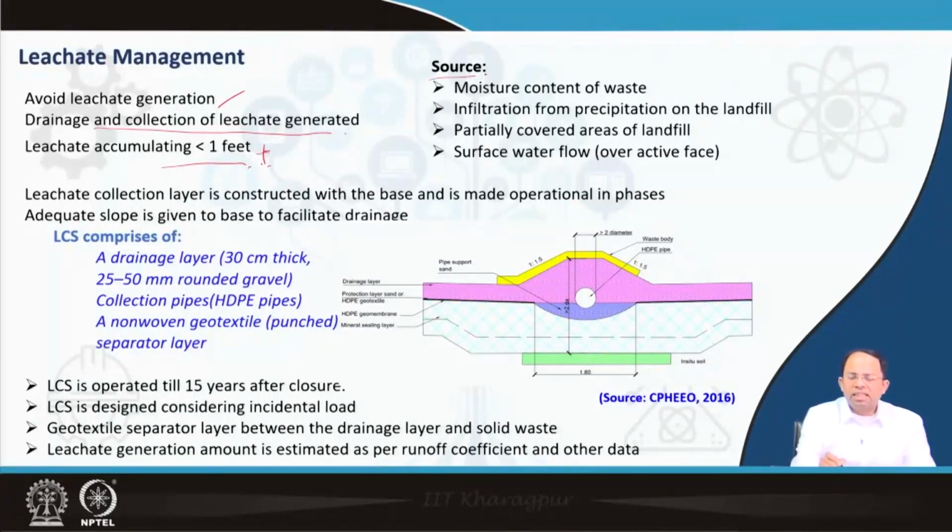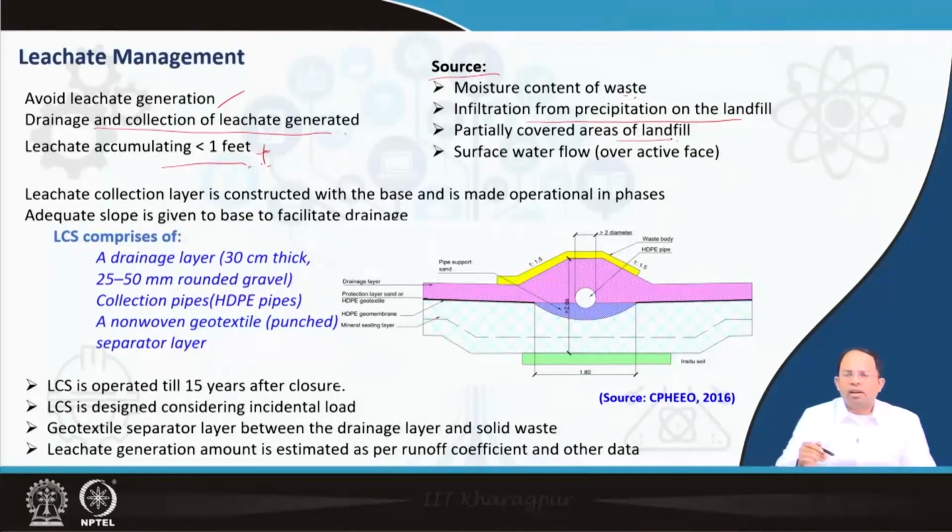And where does the leachate come from? We have also discussed this earlier. Moisture content of waste, that is, the waste itself has got moisture, so this moisture may gradually travel down. Because we are pressing on the waste, it gets compacted, so moisture will obviously ooze out. Infiltration from precipitation on the landfill, so some amount of water will definitely get in. While the landfill is active, we are only giving intermediate covers or daily covers, so obviously water will come inside, and that generates leachate.